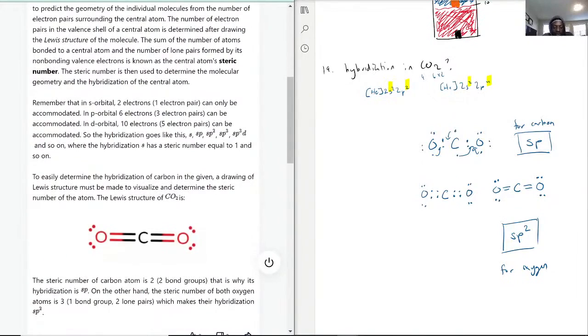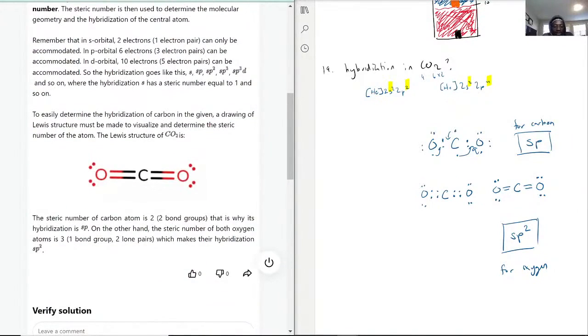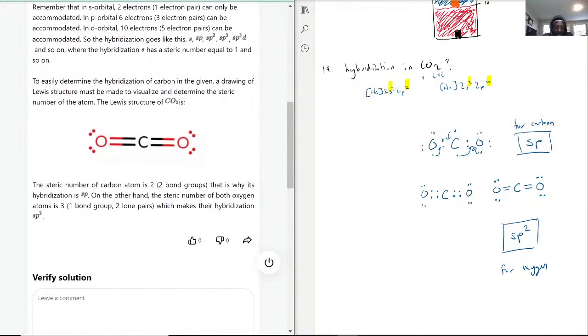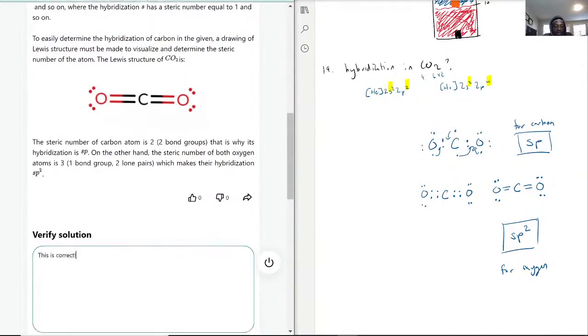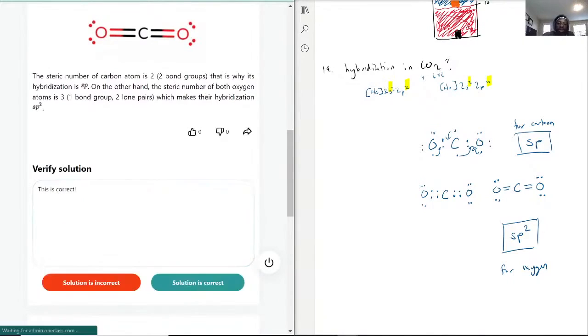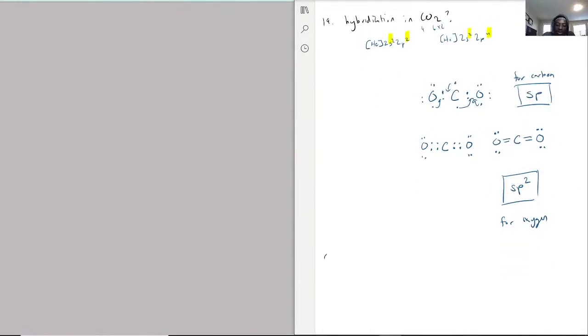So they have the Lewis structure, perfect. So the carbon only has 2 bond groups, so it's sp as I said, and oxygen has 3, 1 bond group and 2 lone pairs, which makes it sp2. Okay, this is correct. 19 questions in. There's one question 20.